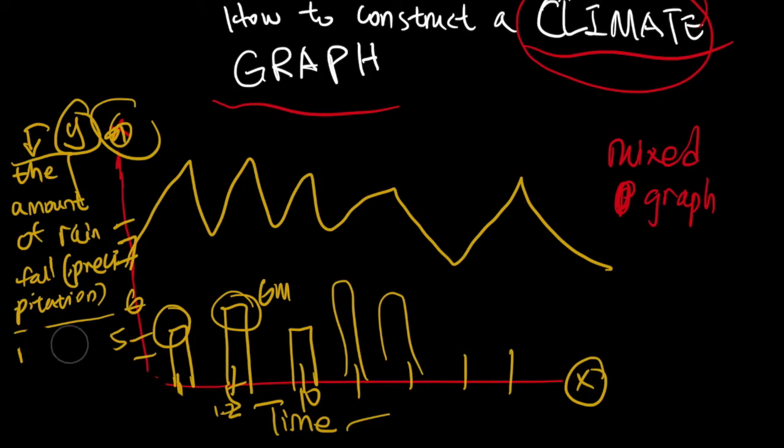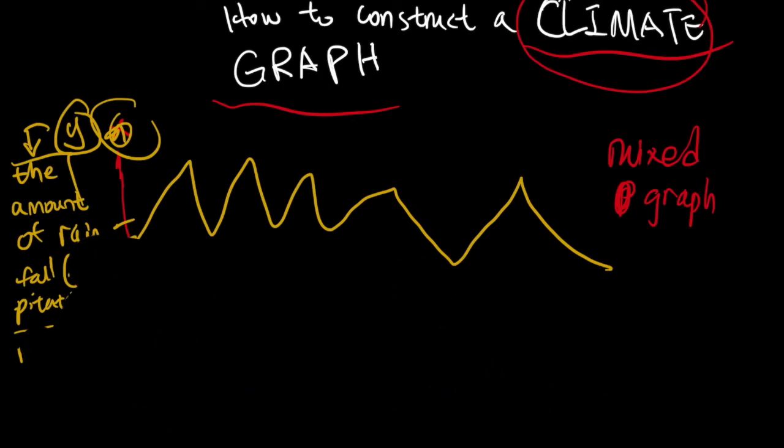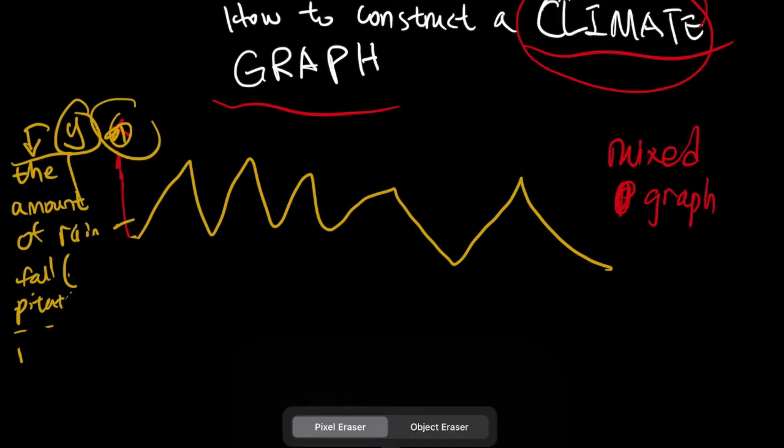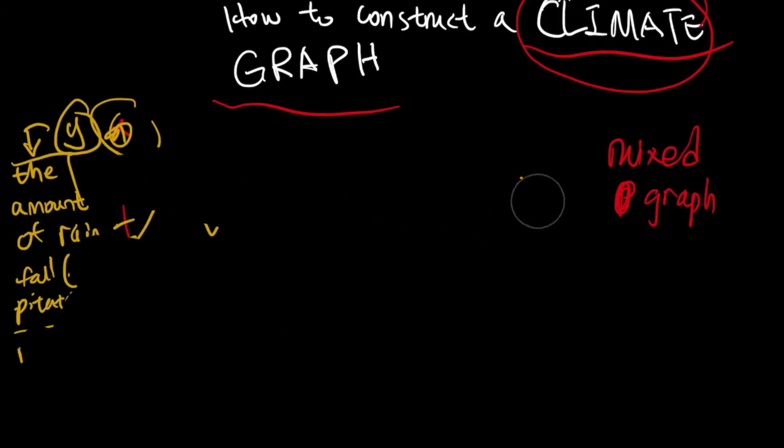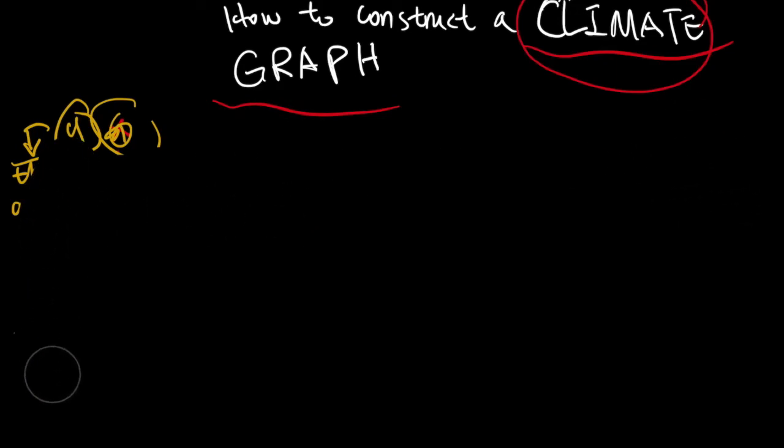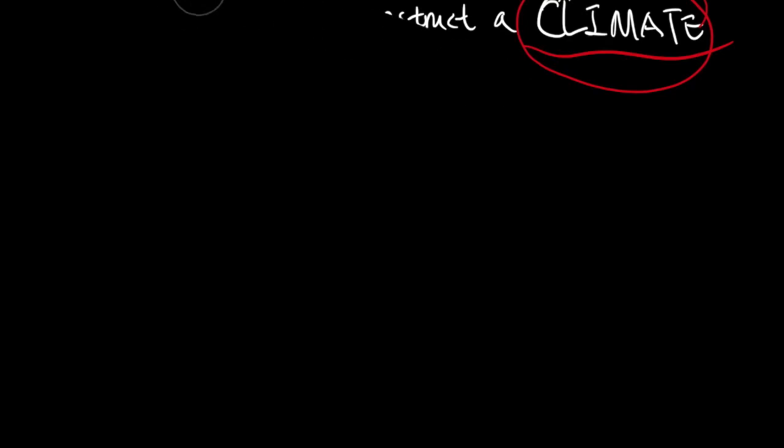Now let's get into the next topic. Oh, last thing to say: a climate graph is formed with a bar graph and a line graph. Now, let's get into the next topic, which is the world climate. Well, so this one, we've just done it.